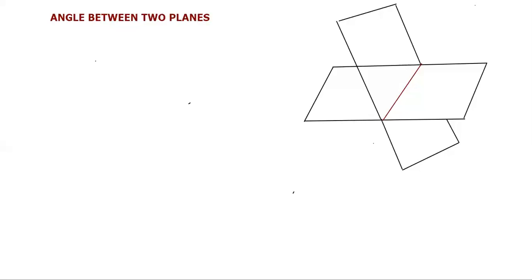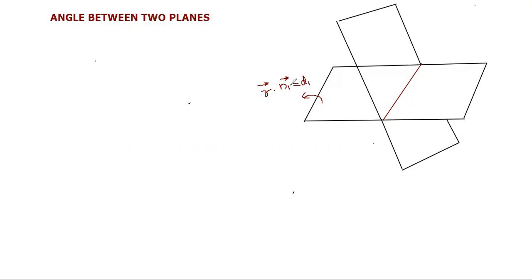Yes. Now we have to find the angle between these two planes. These two planes are intersecting. This is plane number 1. You can say this plane has its vector equation r dot n1 is equal to d1.